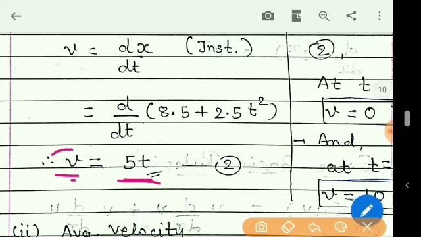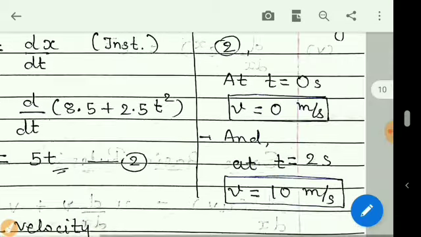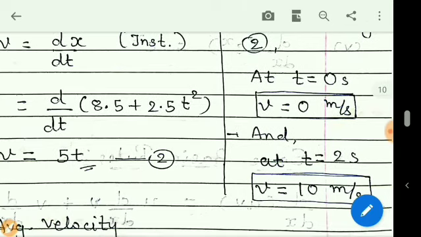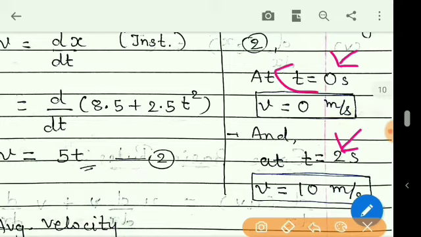This is instantaneous velocity. Now we want this instantaneous velocity for time t is equal to 0 second. You can see here for 0 second also we want to find, and for 2 seconds. So first what will we do? We will put t is equal to 0 in this equation. So 5 into 0 is 0.